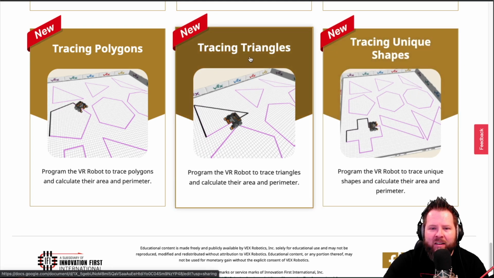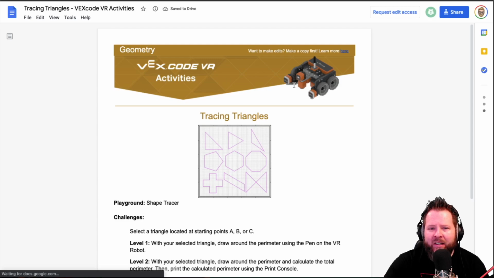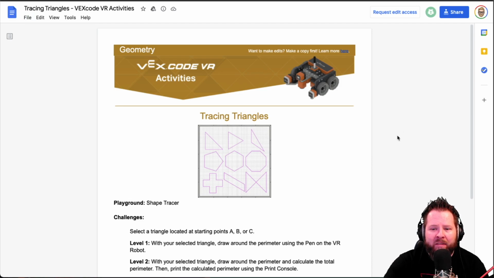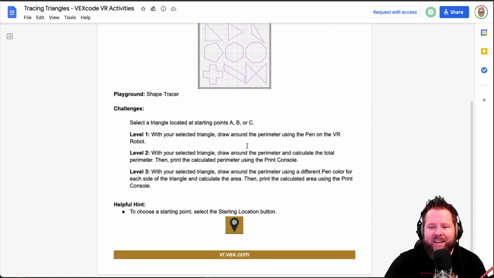So let's go ahead and look at the tracing triangles. And you can see here it opens up a Google Doc, which is really great. For those of you teachers, you can always make a copy and then modify it yourself. And I highly recommend doing that if you are a teacher, modifying these levels to add your own twist on it. Wanting to make sure you have an appropriate challenge for your students and that they're not just able to go out and copy their own thing. I would add your own twist to these, okay?